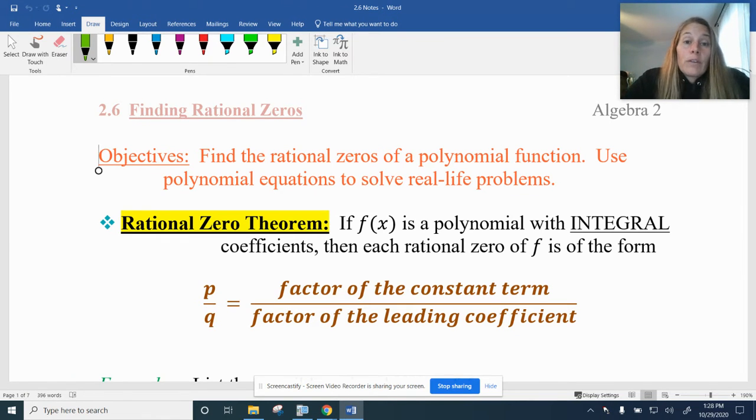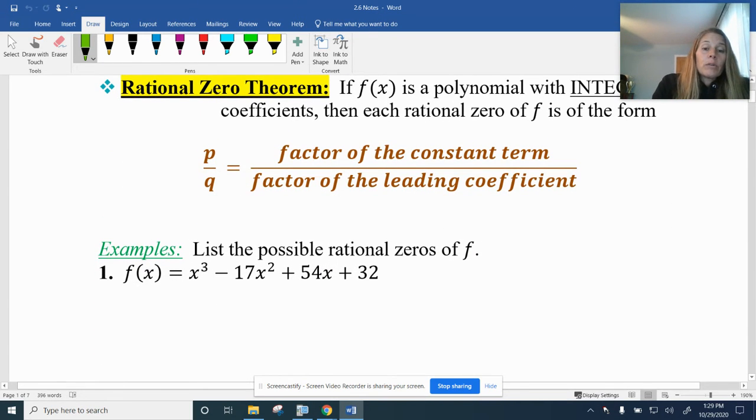Right now, if I don't give you anything to start with, you're starting really with an infinite amount of numbers. So this theorem is going to help you narrow down your choices so that if you are going to try to find the zeros, you have a starting place. So if f of x is a polynomial with integral coefficients, then each rational zero of the function is of this form: p over q, which represents the factors of the constant term over the factors of the leading coefficient.